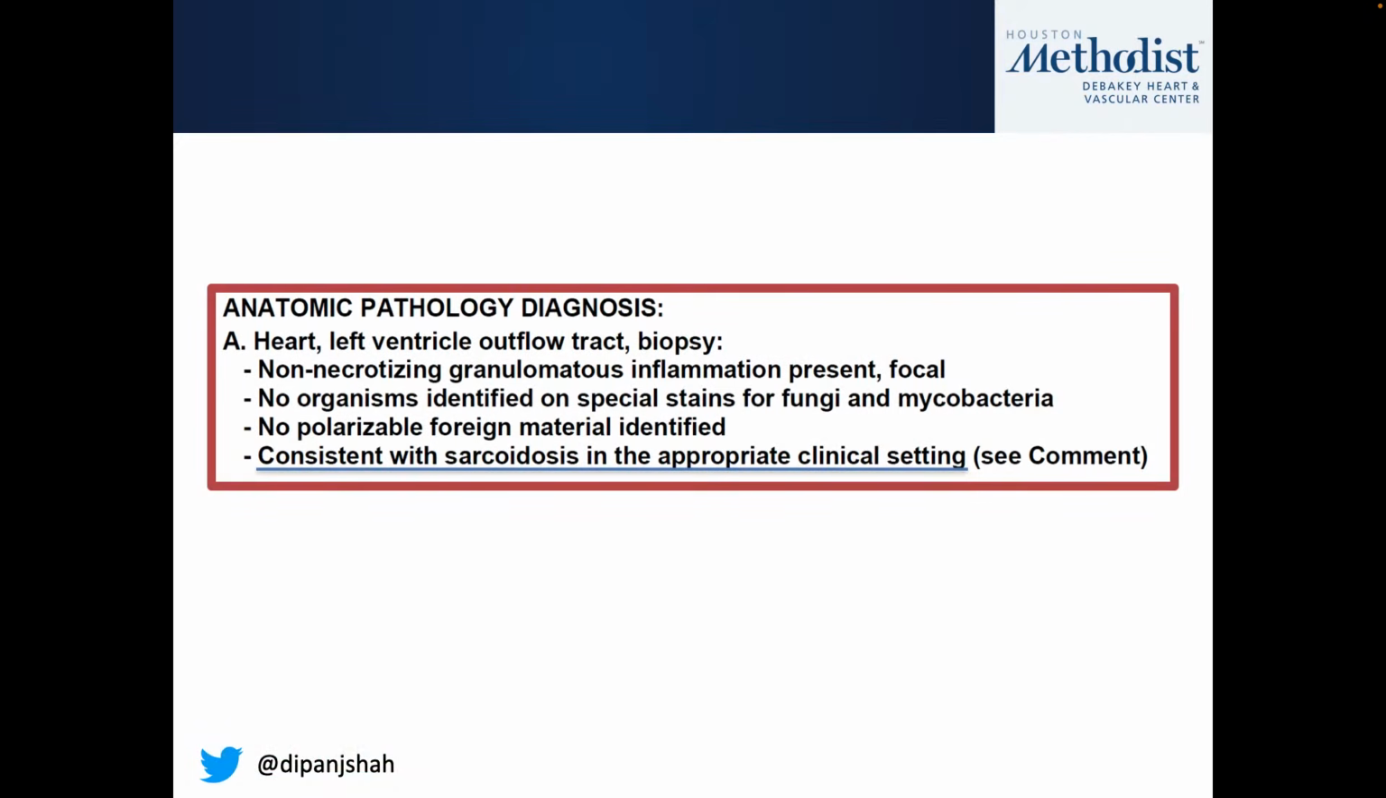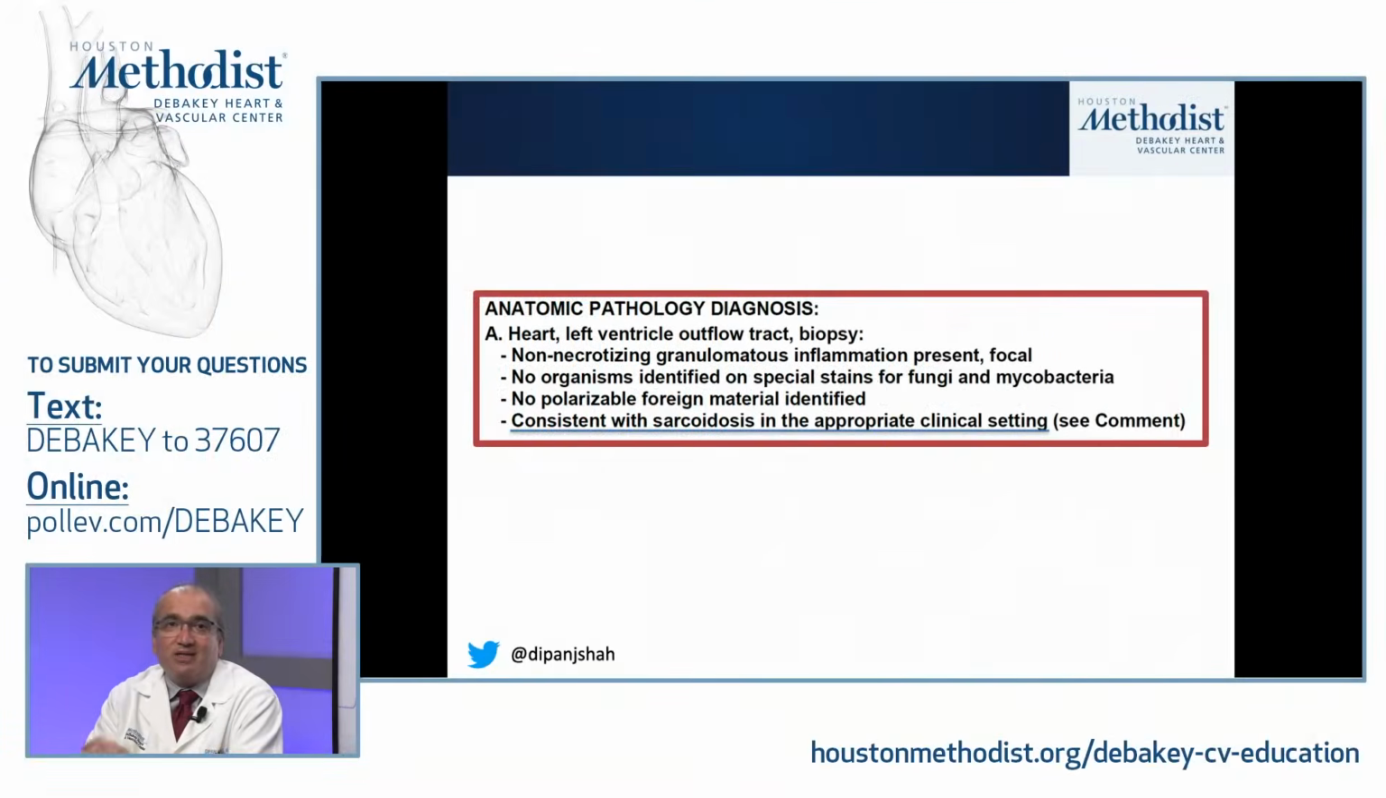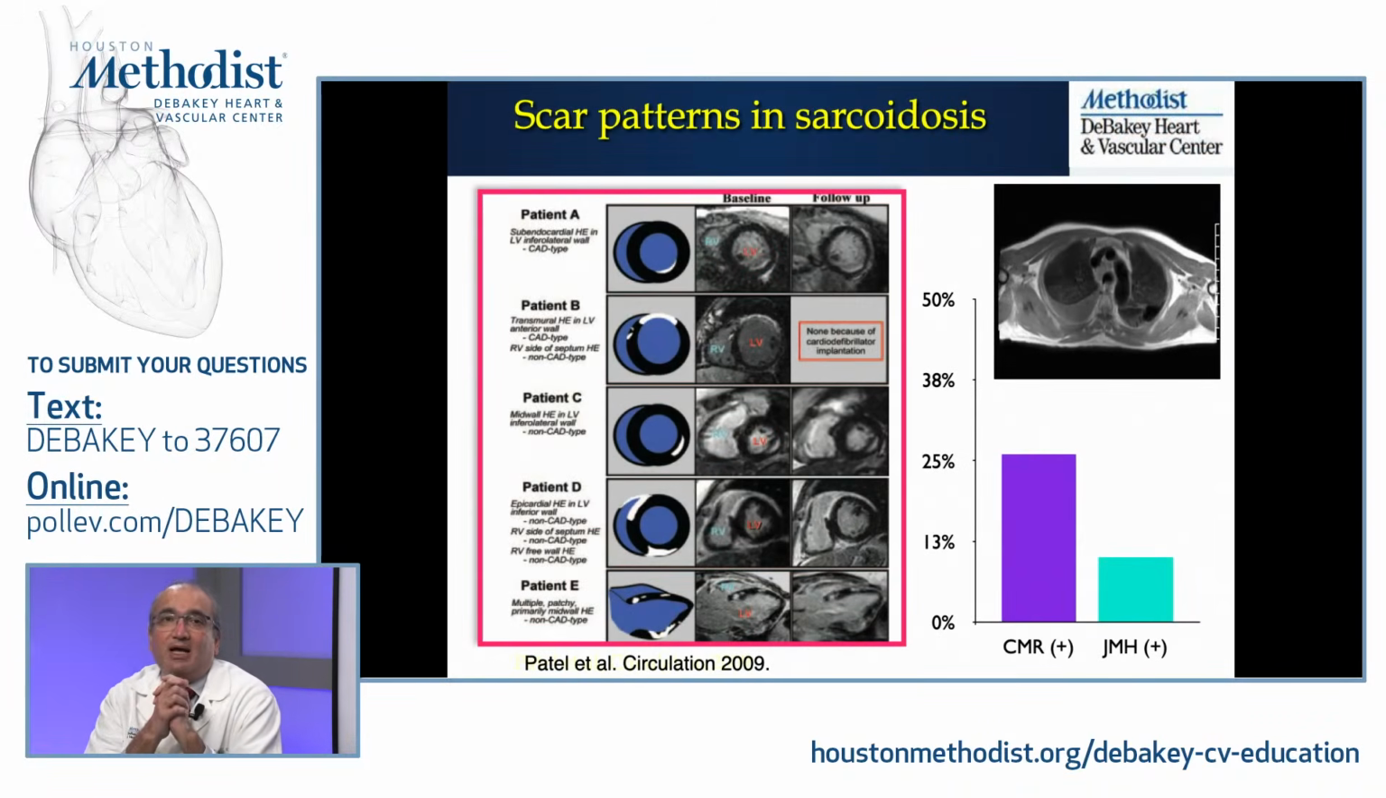This patient then went on to get endomyocardial biopsy, EP guided, within the left ventricle, and in fact the biopsy findings also were consistent with cardiac sarcoidosis. So what's the role of MRI and PET in evaluation of cardiac sarcoidosis? We're going to touch on that today.